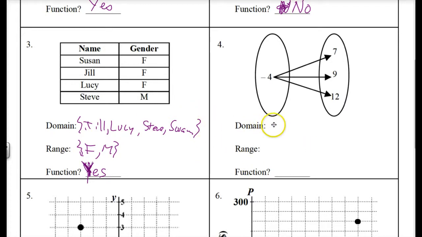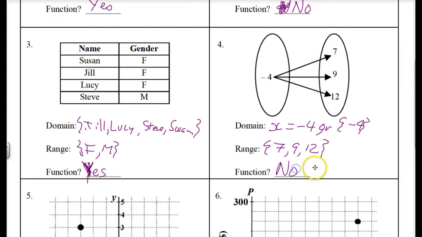Domain: x equals -4. If we don't list a variable, the domain will always be x. And the range is the set. So you could write it like that, or you could just say it's the set consisting of -4. And for the range, I don't want to say y equals. I actually do want to do this as a set because there are 3 values. Is it a function? Well, -4 is associated with 3 elements, so no.